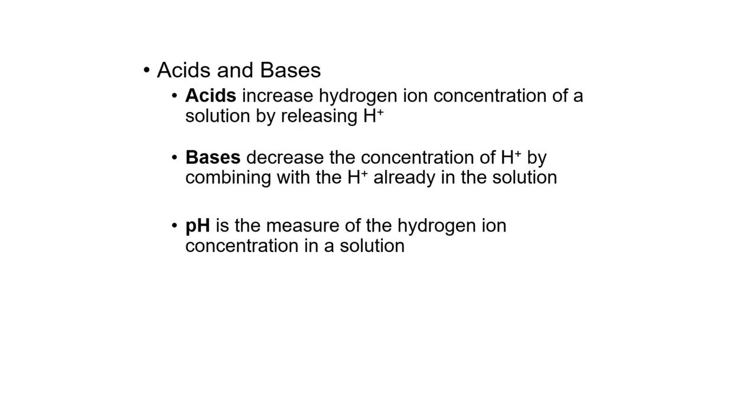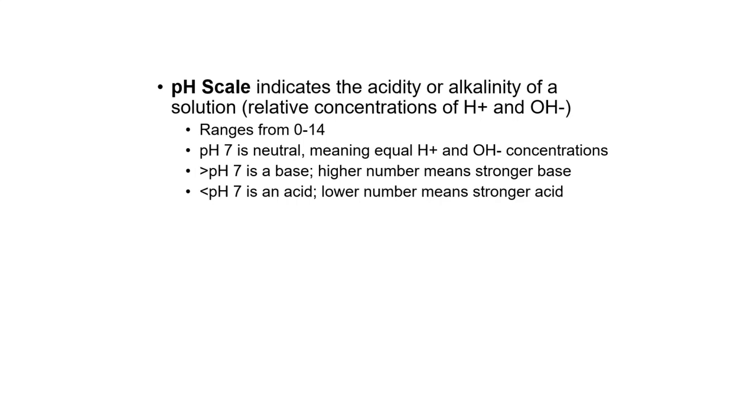And then we have this thing called the pH scale. And the pH scale is the measure of the hydrogen ion concentration in any given solution. So, the pH scale basically indicates the acidity or the alkalinity of a solution, meaning the concentrations of H plus or OH negative. H plus denotes an acid, OH negative denotes a base.